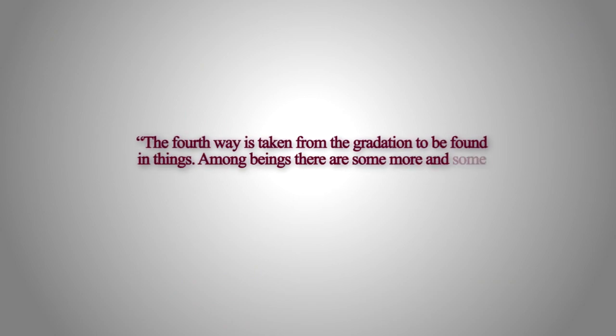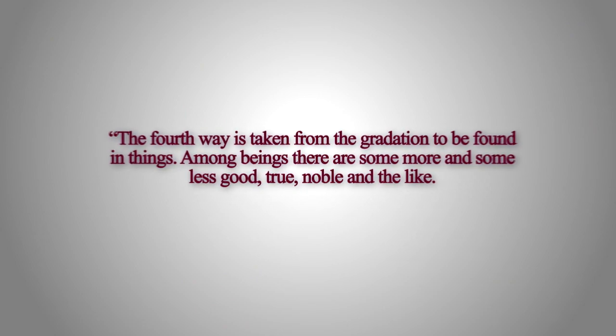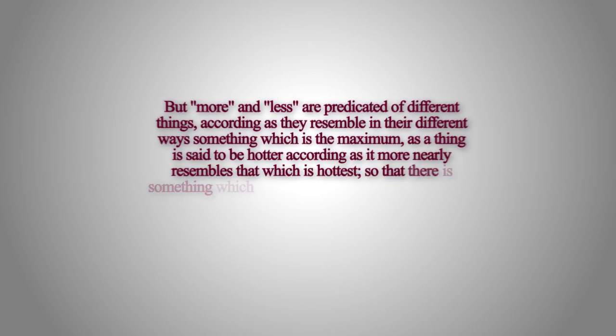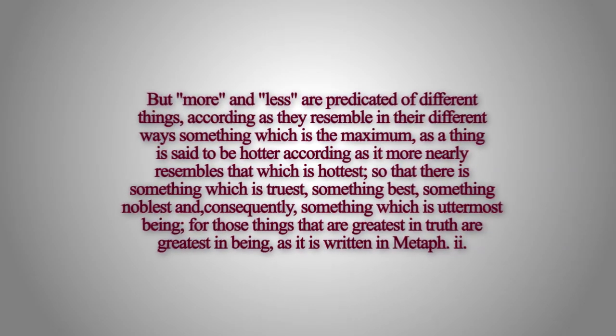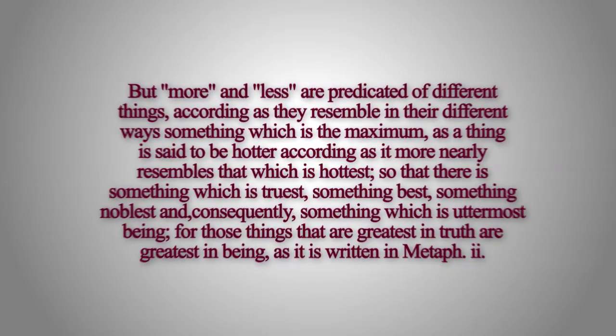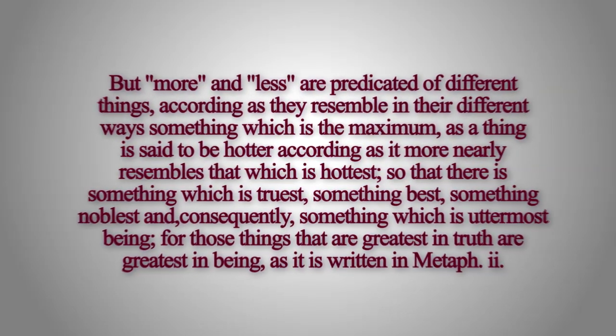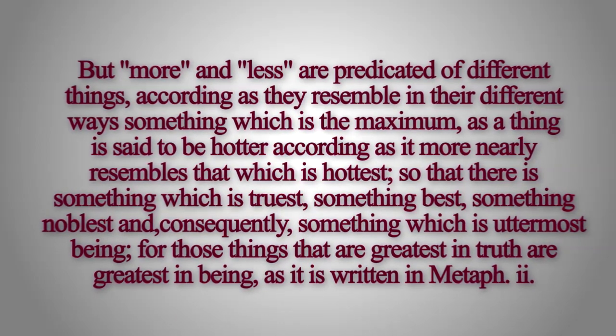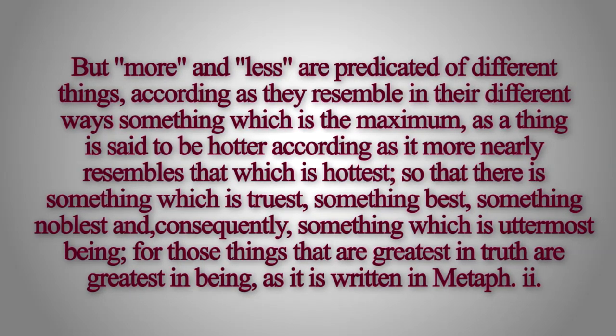The fourth way is taken from the gradation to be found in things. Among beings there are some more and some less good, true, noble, and the like. But more and less are predicated of different things, according as they resemble in their different ways something which is the maximum, as a thing is said to be hotter, according as it more nearly resembles that which is hottest. So that there is something which is truest, something best, something noblest, and consequently something which is uttermost being. For those things that are greatest in truth are greatest in being, as is written in the Metaphysics, Book 2.